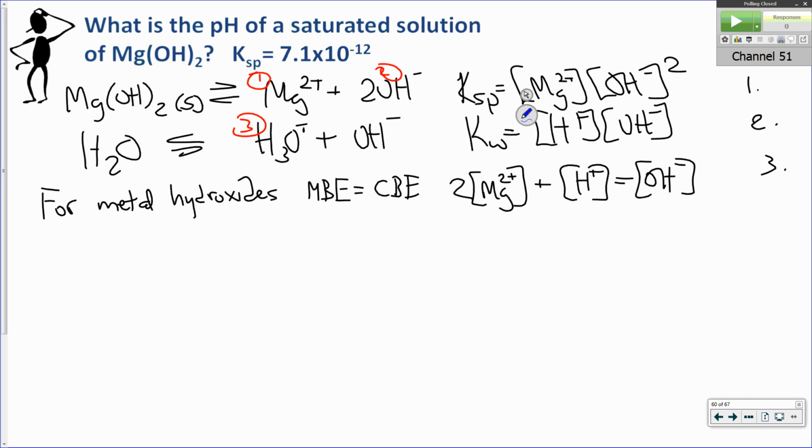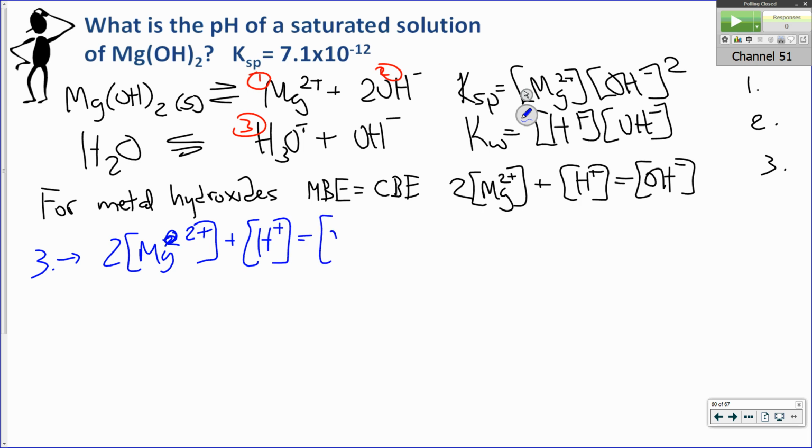So from equation 3, the reason I can simplify it to 2 is that it has addition and subtraction. And the thing I could say is either the H plus is much, much greater than 2 times the magnesium concentration, or the opposite way, 2 times the magnesium concentration is much, much greater than H plus.